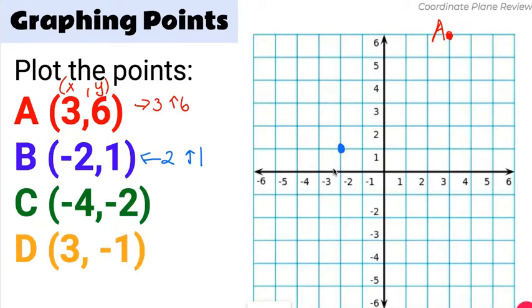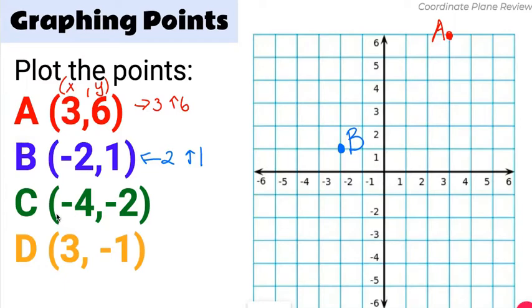So again, I don't mark anything on the way. I don't start from my other point. I start at the origin, and I move to the left 2 places, and then up 1 place. And I'll label that B.